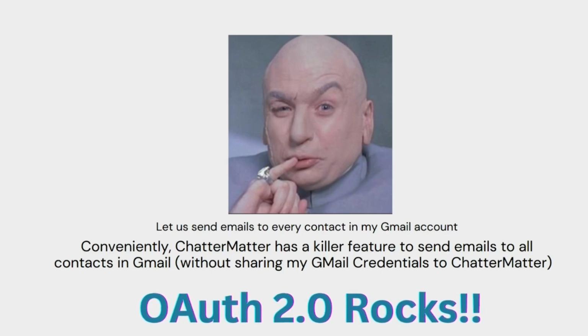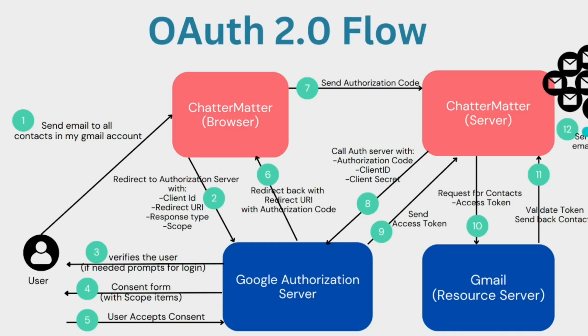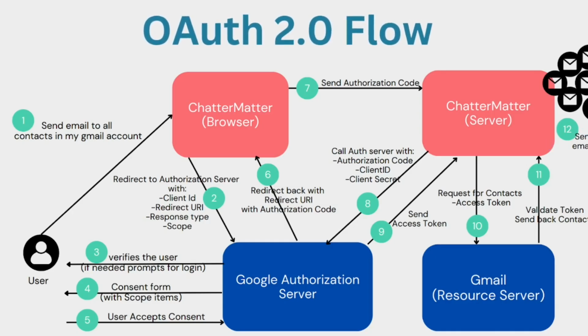To share the app download links, your idea is to send out emails to all the contacts in your Gmail account. Conveniently, Chattermatter has a killer feature to send the emails to all the contacts in your Gmail account. And even better, they don't need your Gmail credentials too. This is where OAuth 2.0 comes in. Now let us look at the OAuth flow.